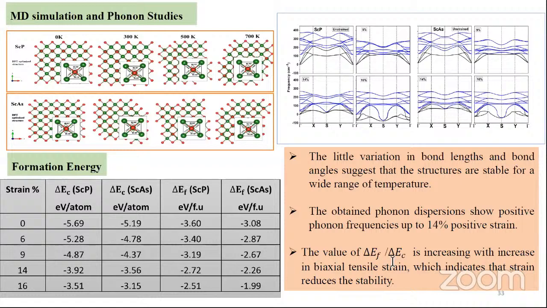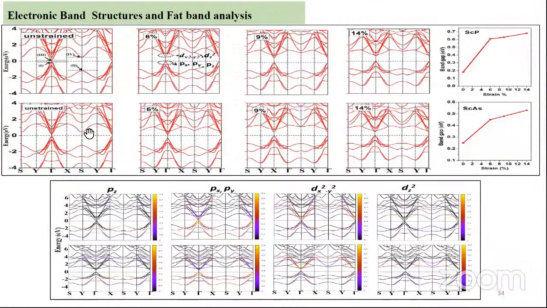The value of formation and the cohesive energy is negative, which indicates that these materials are chemically stable and experimentally possible. So these are the band structures of these materials, and with increase of the strain, the band gap is also increasing. We have also calculated the fat band energies, which show the different orbital contributions, which band is contributing by which orbital. So we designed a 4-band: 1, 2, 3, and 4.